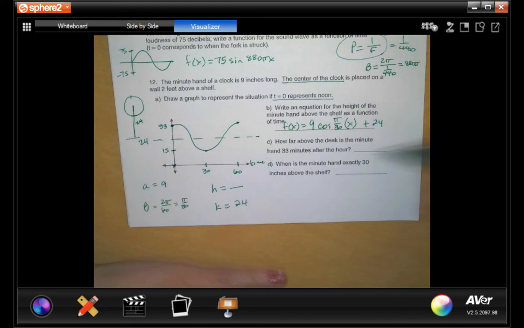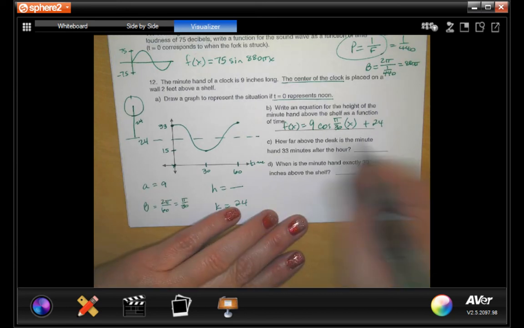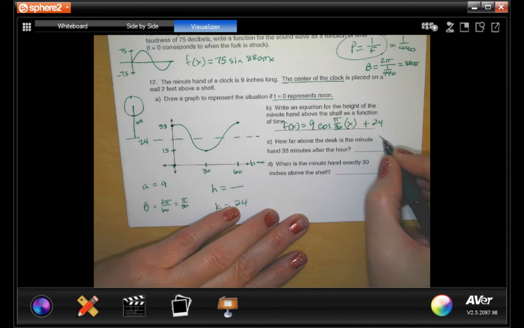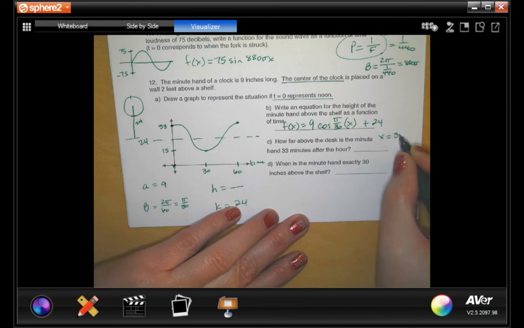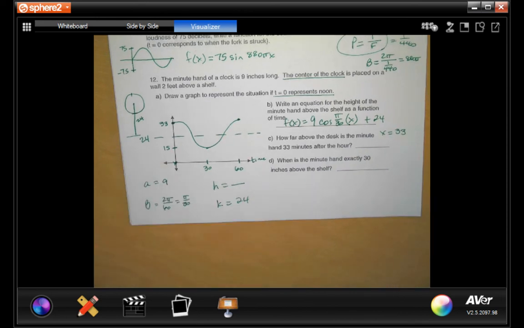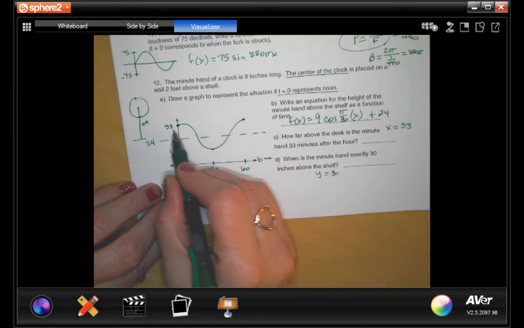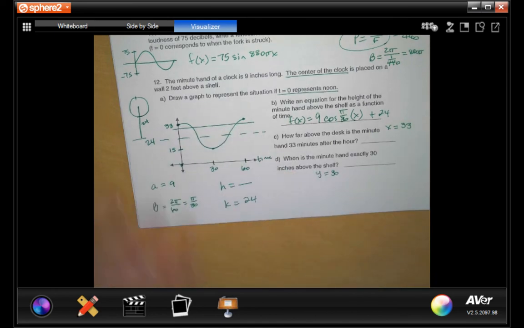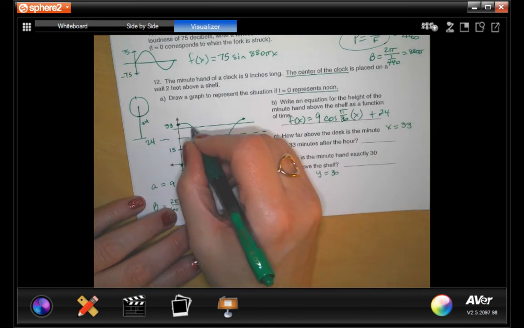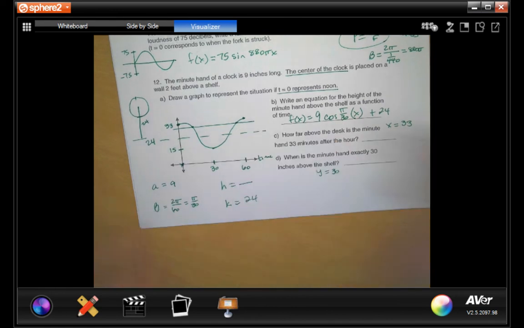What are we gonna do on this? Are we doing this? Yes, if we were gonna do it, what would we do here? It would be trace for X. Yeah, just use trace and type in 33. What about D? We would do y equals 30. So that's gonna be this line here. So how many answers should we have there? 2 answers, right? We're gonna find this intersection and that intersection.